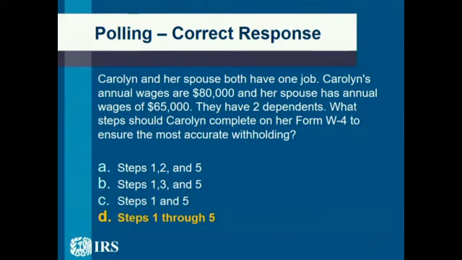So our question was, Carolyn and her spouse each have one job. Carolyn's annual wages are $80,000, and her spouse has annual wages of $65,000. They have two dependents. Which steps should Carolyn complete on her Form W-4 to ensure the most accurate withholding? And the correct response is D, Steps 1 through 5.